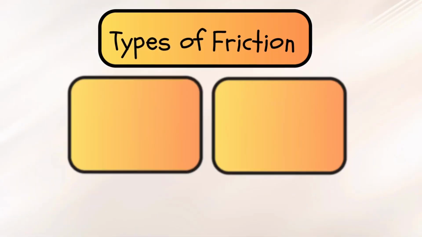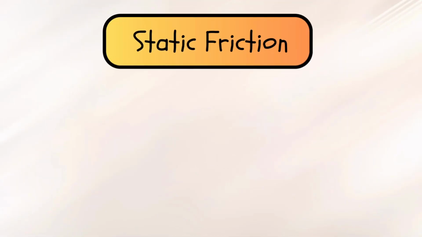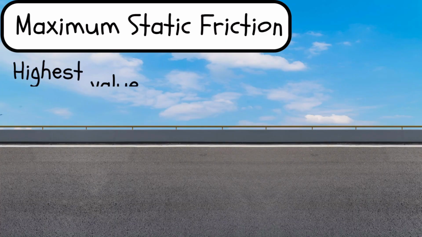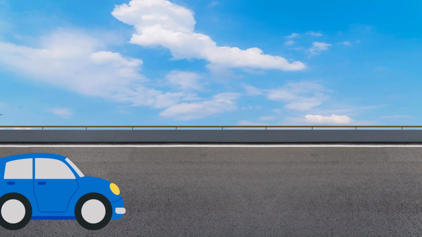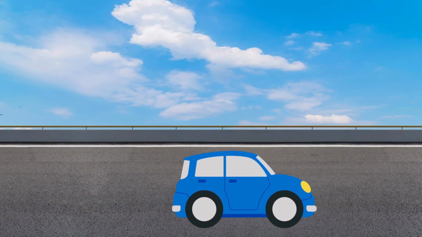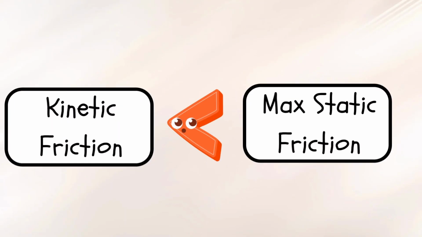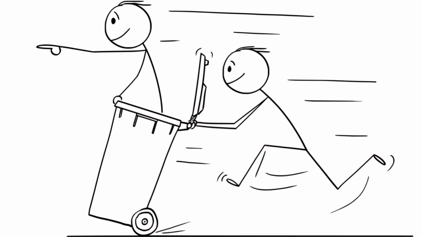Now, friction comes in two types: static friction and kinetic friction. Static friction acts when an object is not moving. It tries to prevent motion. There's a maximum static friction, the highest value before the object finally breaks free and starts moving. Once the object begins to slide, kinetic friction takes over. And kinetic friction is always weaker than maximum static friction. That's why it usually takes more force to get something moving than it does to keep it sliding.